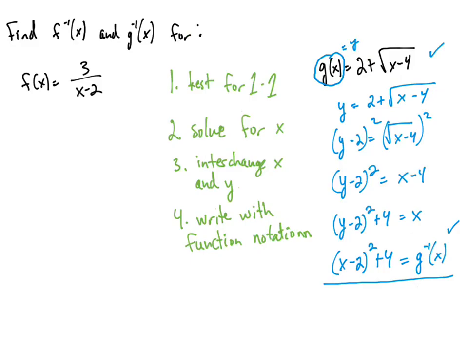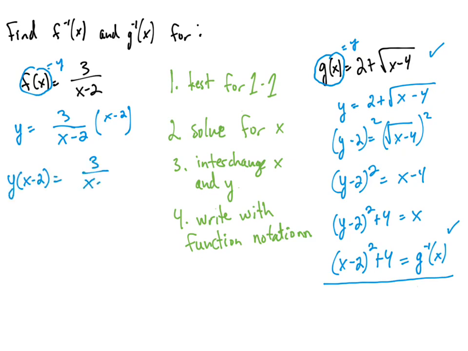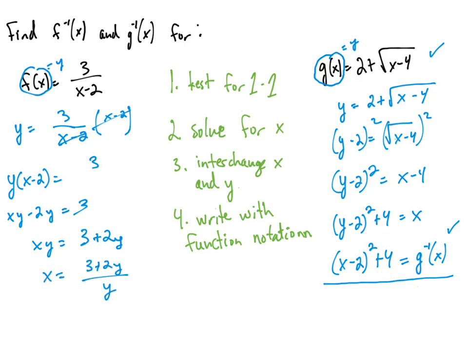All right, and then let's find the inverse of f of x. So I'm going to swap out f of x with y. And then I'm going to solve for x. So I'll multiply both sides by x minus 2. So y times x minus 2 is equal to 3, we got rid of the x minus 2. So distribute: xy minus 2y is equal to 3. And then I'm going to divide by y. So x is equal to 3 plus 2y divided by y.